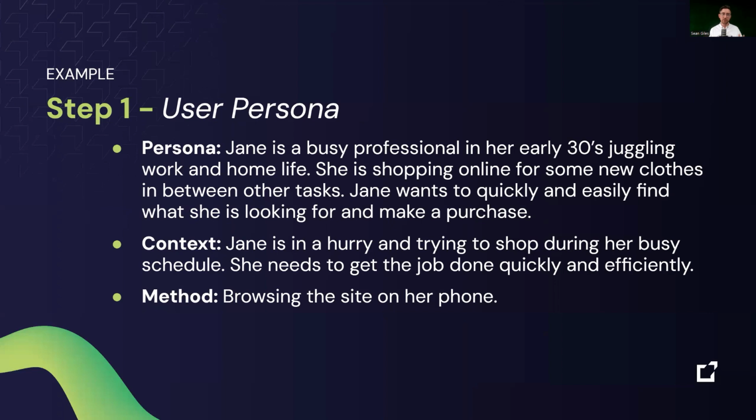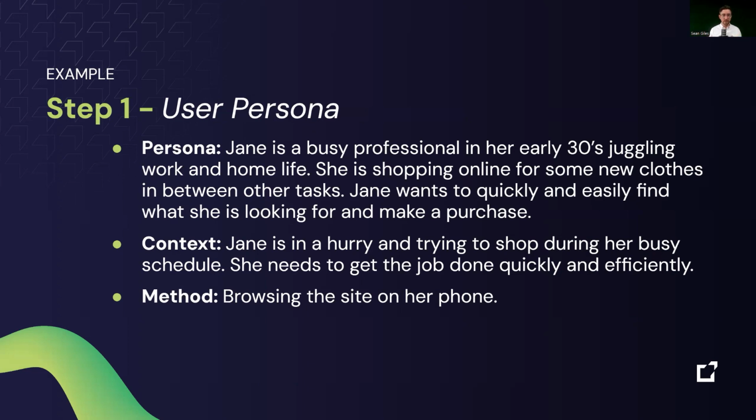Our persona, Jane, is a busy professional in her early 30s, juggling work and home life. She is shopping online for some new clothes in between other tasks, and Jane wants to quickly and easily find what she's looking for to make a purchase. The context here is that Jane is in a hurry, trying to shop during a busy schedule, and she needs to get the job done quickly and efficiently. And the method here is that she's browsing on her phone. So that's how we set up this user persona and what they're trying to do. And again, the method is important as well, so we're looking at mobile rather than desktop.